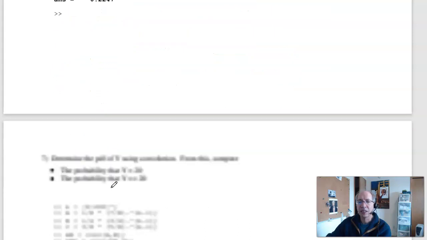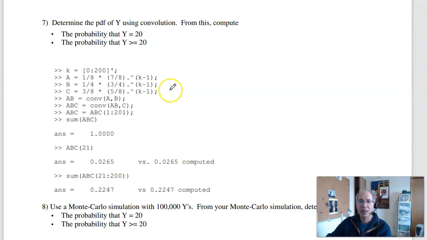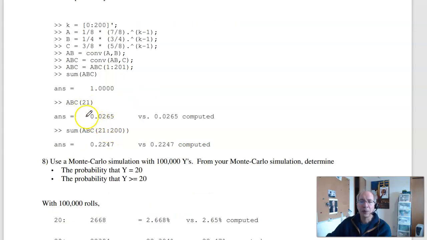Let's check that answer. Problem 7 is repeat using convolution. So here's the PDF of A going out to 200, B and C. Convolve A and B, take that result, convolve it with C. Here's the convolution of A, B, and C. Truncate it to 201 spots to match up with K. Check to see this is a valid PDF, meaning the part that I truncated is not significant. Probability of 20 rolls is the same that I calculated. Probability of 20 or more rolls, same that I calculated.